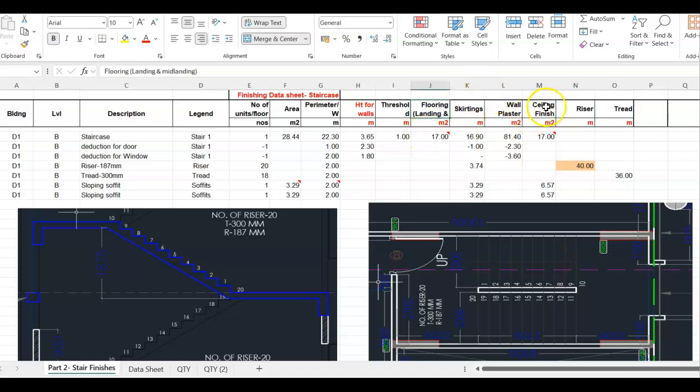Here in flooring and ceiling finish, we consider only landing and mid landing area, because tread and riser part is considered separately in the running method.